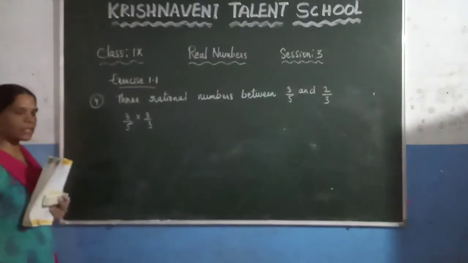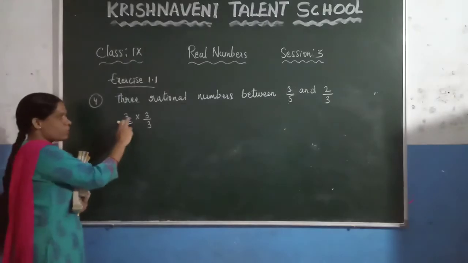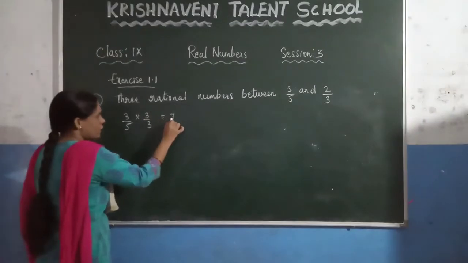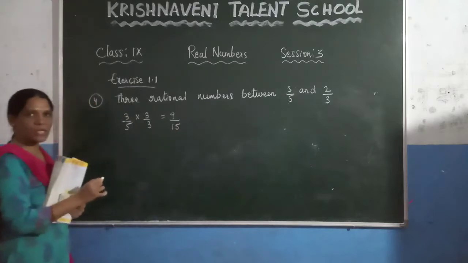While multiplying two fractions, you just multiply the numerators and multiply the denominators. What is the value of 3 into 3? Which is 9. And what is the value of 5 into 3? Which is 15. Similarly, consider the other number. What will be the other number?